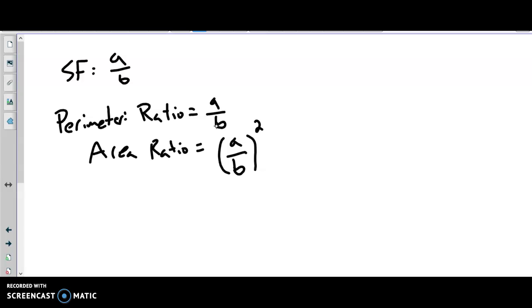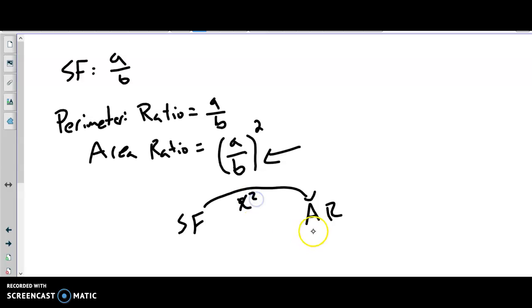So we can actually use that, making sure that we're squaring our ratio before we try to find lengths and area. This is actually one of the problems. You find the area ratio, and then you take the square root to get the scale factor. To get from my scale factor to my area ratio, I square it. And to get from my area ratio to my scale factor, I take the square root.